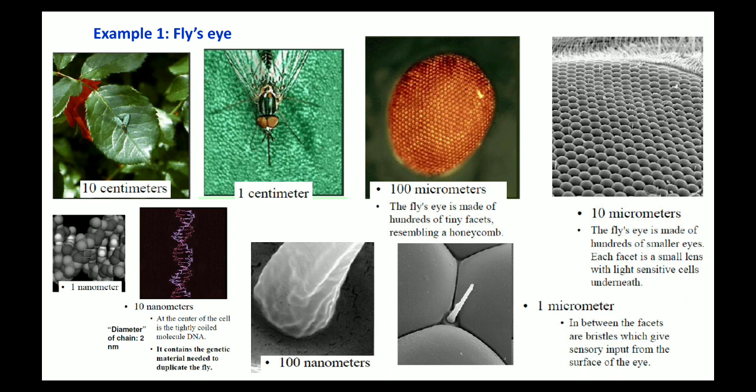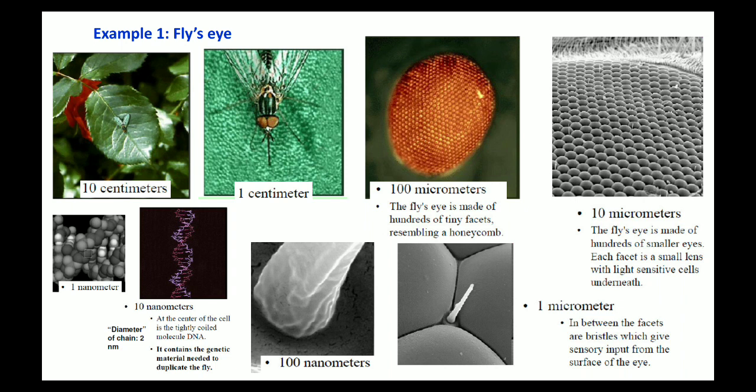If we go more closely inside this bristle, then at 10 nanometer, at the center of the cell is the tightly coiled molecule DNA. So it is made up of DNA, and the diameter of the DNA is in the range of 10 nanometer. It contains the genetic material needed to duplicate the fly. So this is basically the genetic material.